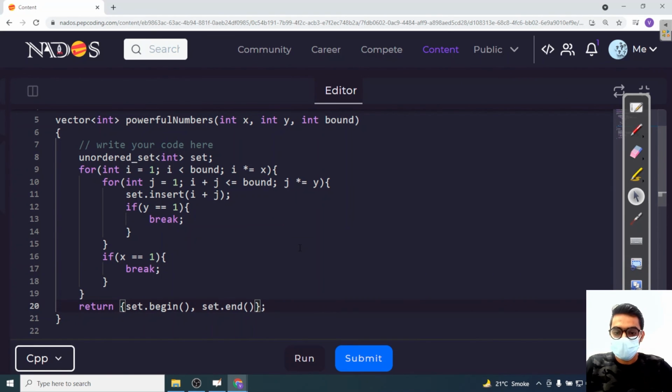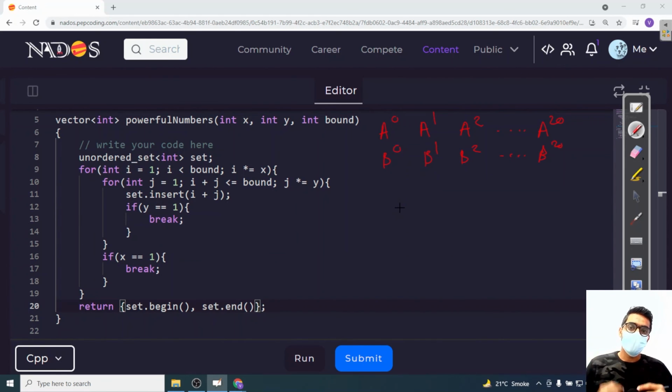Now let's figure out what we are doing in this code. The first for loop is making the combinations for I, that is a raised to 0, a raised to 1, a raised to 2, and it goes up to a raised to 20. And the second for loop is making the combinations for b raised to 0, b raised to 1, b raised to 2 up to b raised to 20. So by using that we are achieving 400 combinations here, inserting those combinations into our set and returning that set.